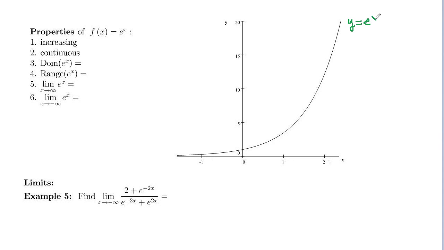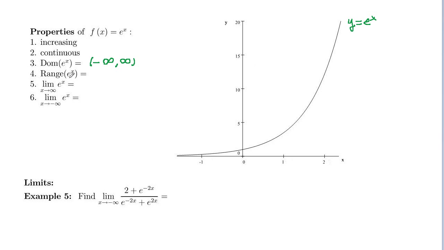Secondly, it is continuous. It's all one connected piece. So there are no breaks in this graph. The domain of e to the x, the values of x that you can plug in there, you can plug in positive, negative, 0, anything there. So our domain is negative infinity to infinity.